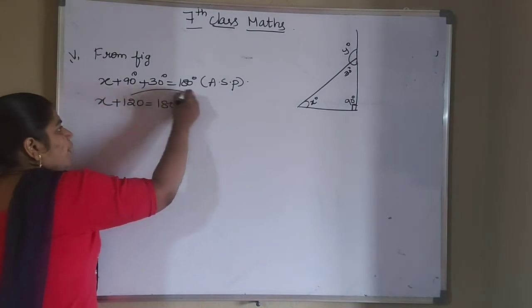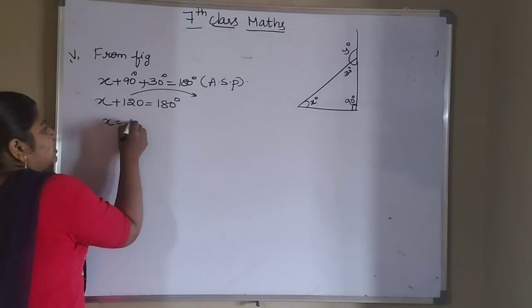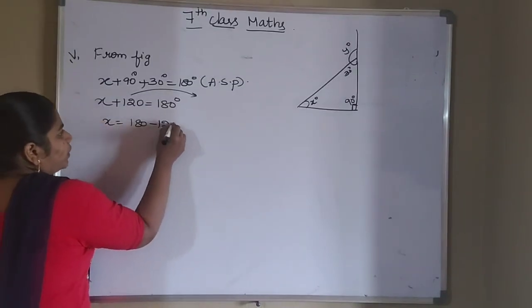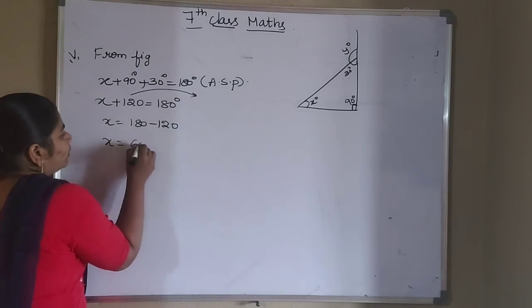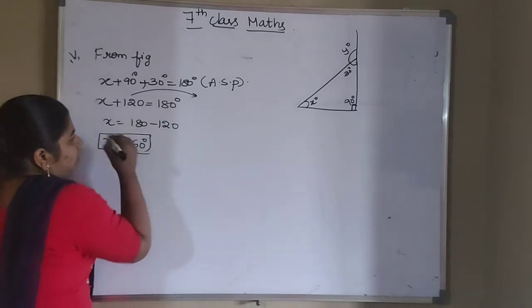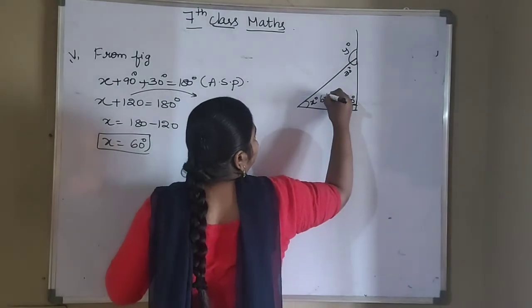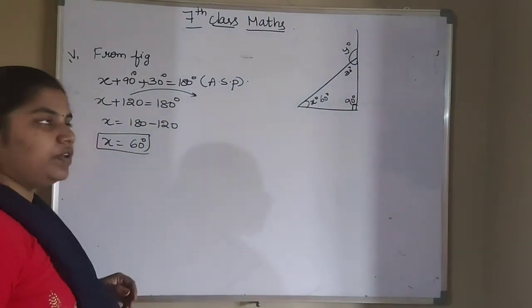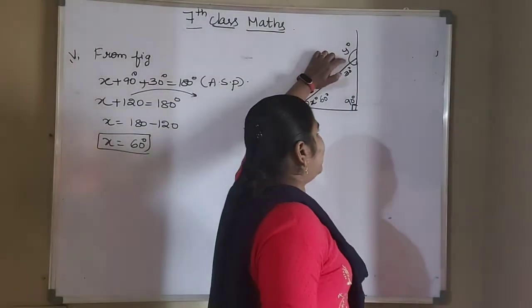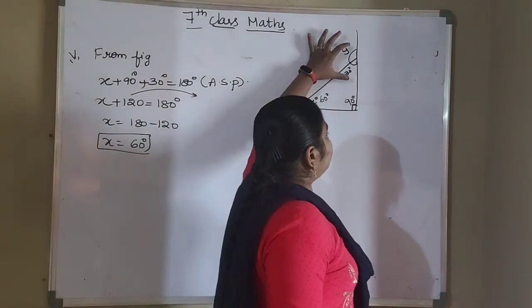Now transpose the 120 to the other side. X is equal to 180 minus 120. So the x value will be equal to 60 degrees. So this x value you got as 60. Now which value do we have to find? We have to find this y value. So by using which property are we finding it?